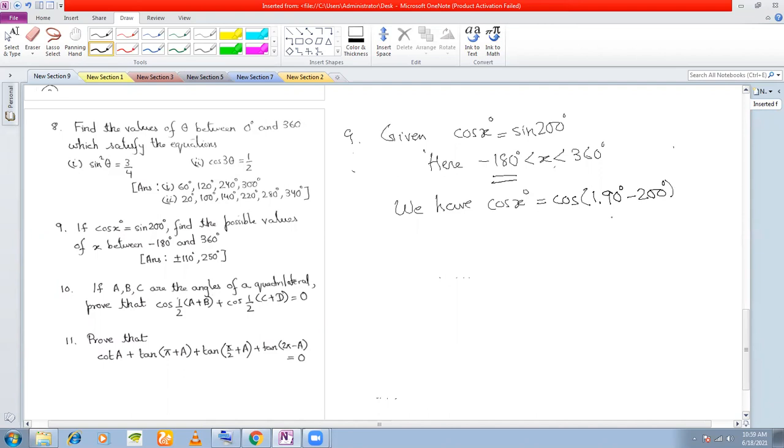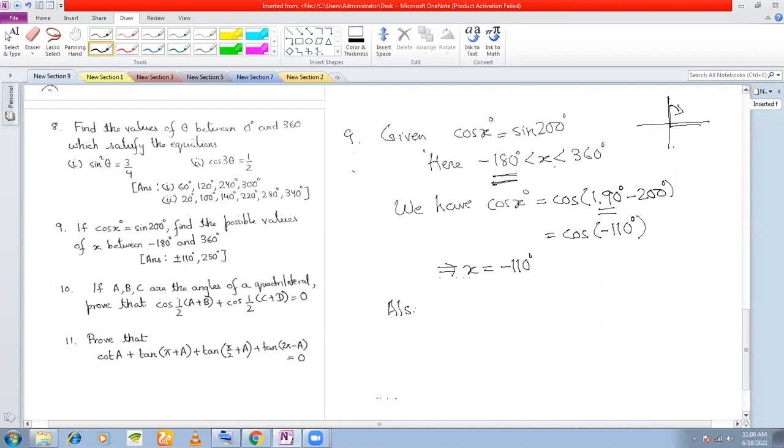Understood? 1 into 90 means first quadrant. Doesn't matter minus 1000 or minus 200 or minus 2000. It does not matter. We are still in the first quadrant. Is this concept okay? Because x is negative, 1 into 90 minus 200 will still be in the first quadrant. So cos of 90 minus 200 will give you minus 110. That means the value of x here is minus 110 degree. One value we have got.